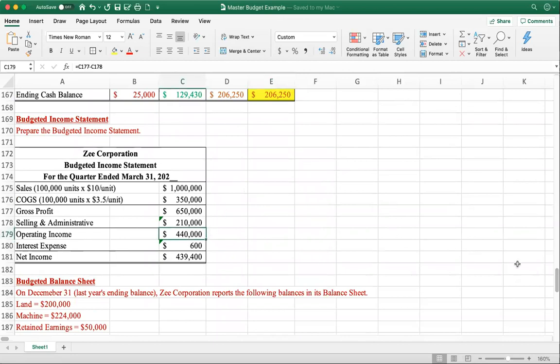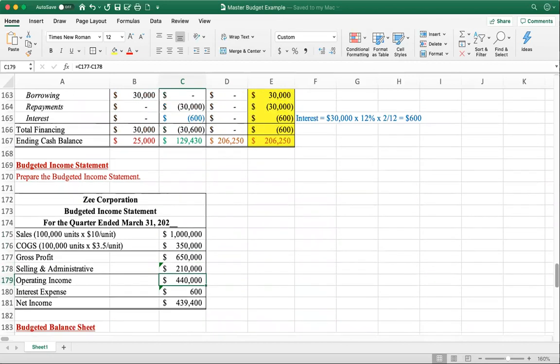Then we subtract the interest expense. We paid interest on the borrowed money, $600. That's coming from our cash budget. So for the quarter, we paid $600. We are going to subtract that. We get a net income of $439,400, right? So we are not taking into consideration tax at this point, just to keep it simple. So that completes our income statement budget.